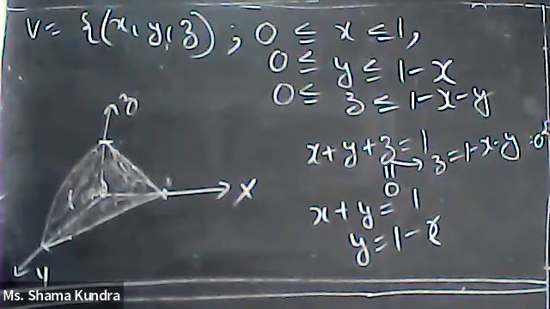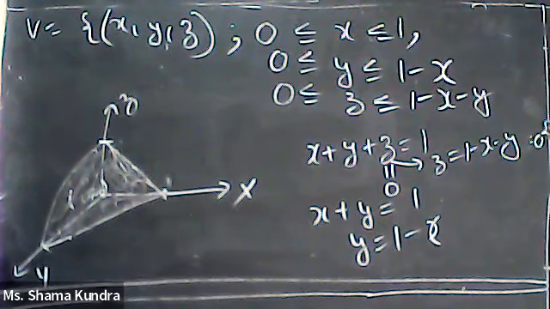Next we put only z equals 0 in x plus y plus z equals 1. We get x plus y equals 1, or y equals 1 minus x. Therefore, the range of y will be from 0 to 1 minus x. And lastly, the value of z will be z equals 1 minus x minus y. Simply take x plus y to the other side and you will get z equals 1 minus x minus y. The starting limit of z is 0.